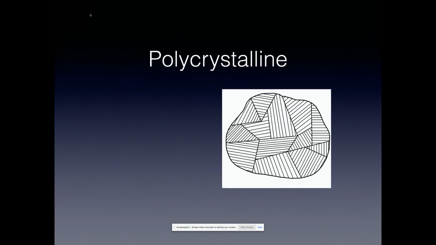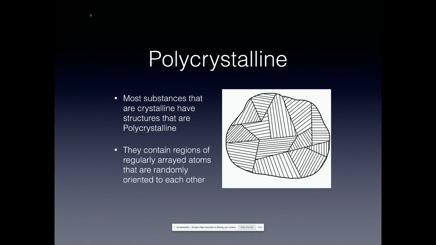Polycrystalline. This is what you're really going to encounter, and you'll see this even in something like rock salt or kosher salt, if you have any in the kitchen. So if we say that a substance is crystalline, it's probably polycrystalline. There'll be regions of regularly arrayed atoms that are randomly oriented towards each other. I think these three diagrams tie everything together very nicely. They illustrate what we're getting at really well.